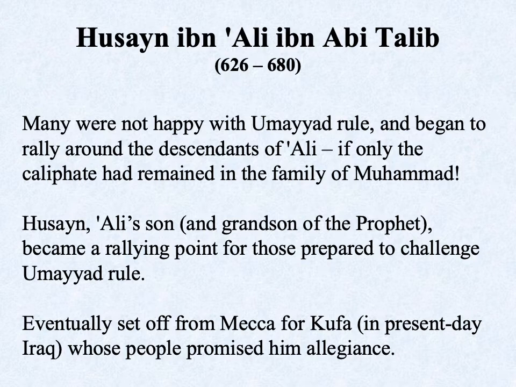So at some point, Hussein sets off from Mecca with a small number of followers, about 70 individuals, headed for Kufa, where he's counting on their support to then challenge Umayyad rule. And by the way, at this point, the seat of government in the Umayyad Empire is now in Damascus.